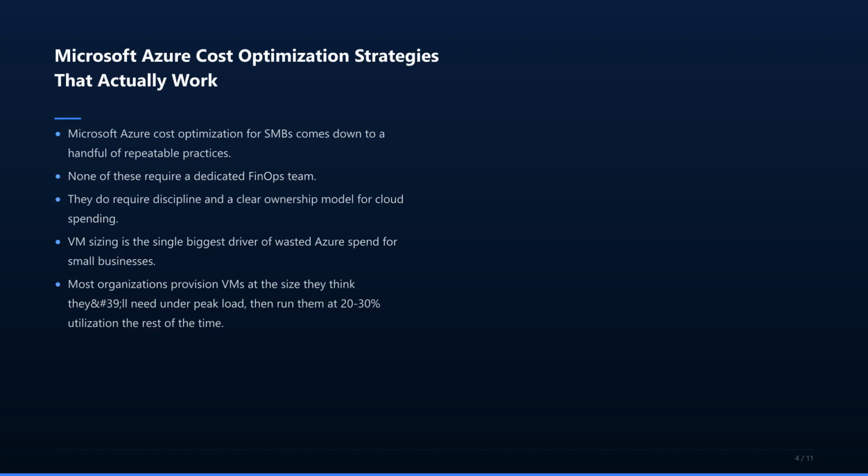Enable autoscaling. Static infrastructure is expensive infrastructure. Configure Azure scale sets for web applications so compute capacity adjusts with actual traffic. An SMB with traffic peaking during business hours and dropping overnight can save considerably by letting Azure scale down automatically rather than holding constant capacity.